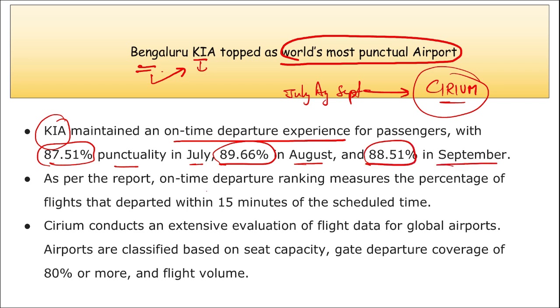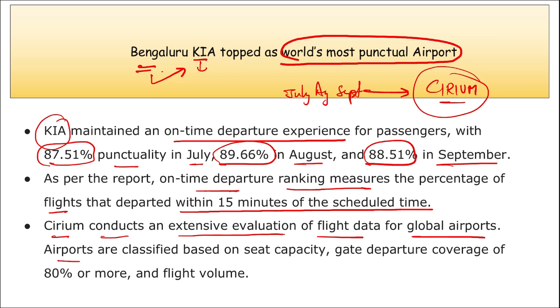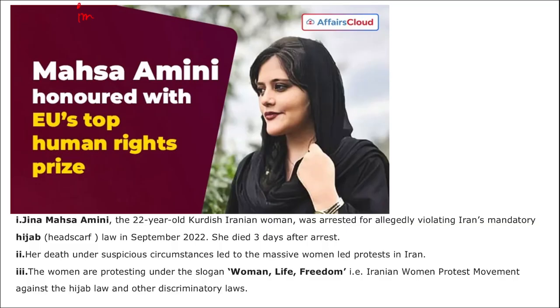As per the report, the on-time departure ranking measures the percentage of flights that departed within 15 minutes of the scheduled time. Here, Cirium conducts an extensive evaluation of flight data for global airports, and airports are classified based on seat capacity, gate departure coverage, 80% or more, and flight volume. Correct? Then there are large airports between 25 to 40 million passengers. Then medium airports are there. Then small airports are there. Correct? And this is important, friends. Take a note of this.